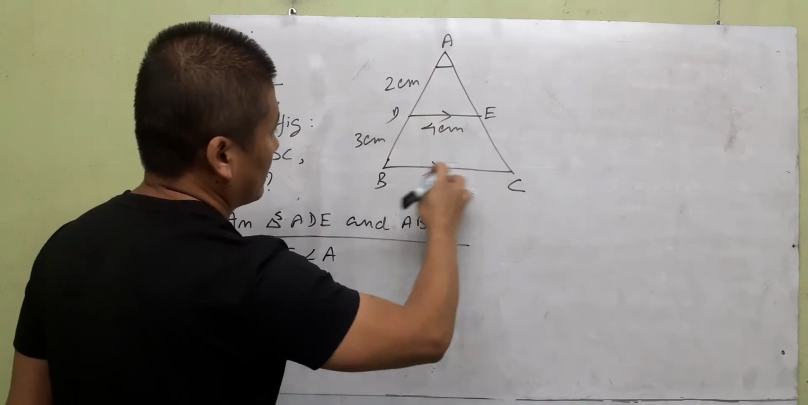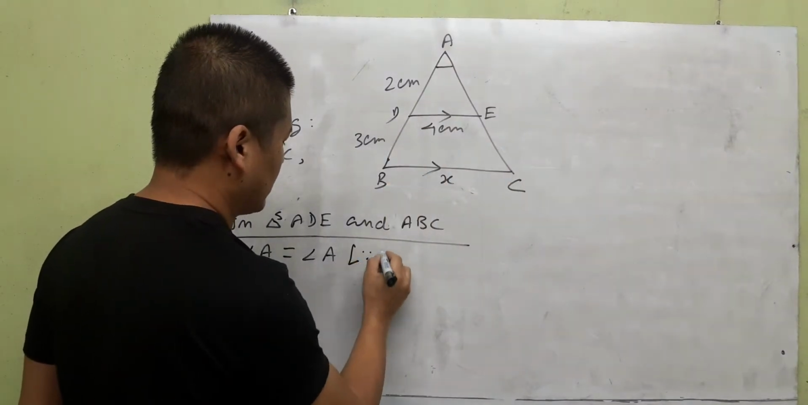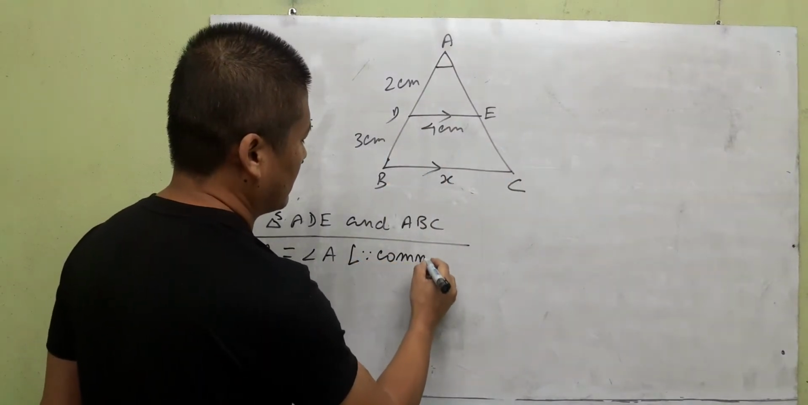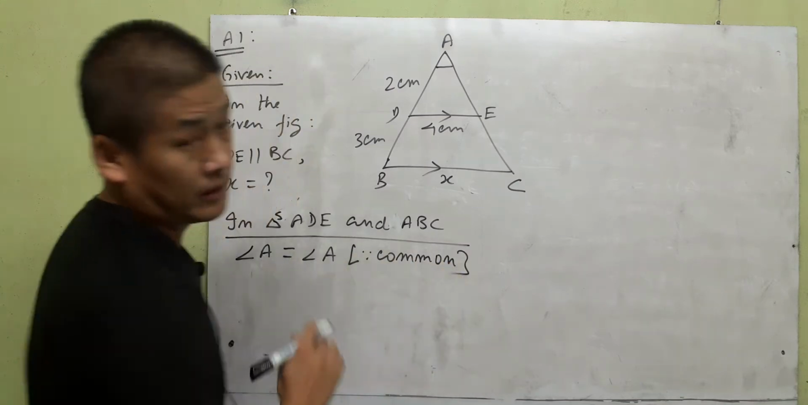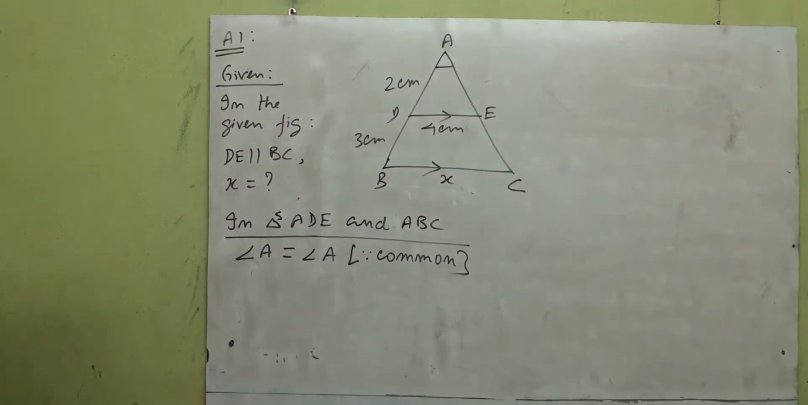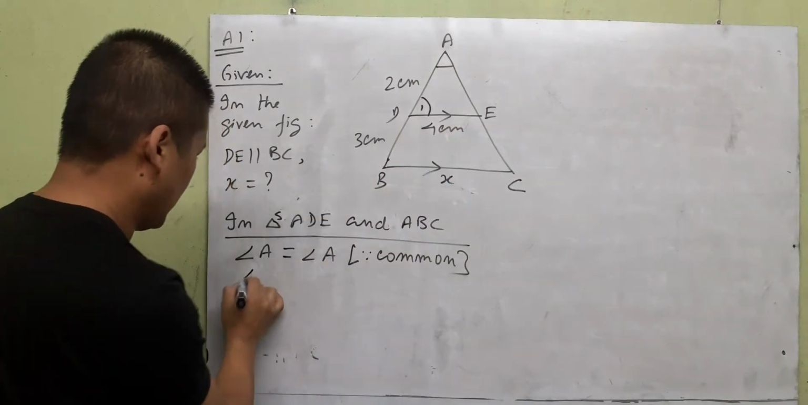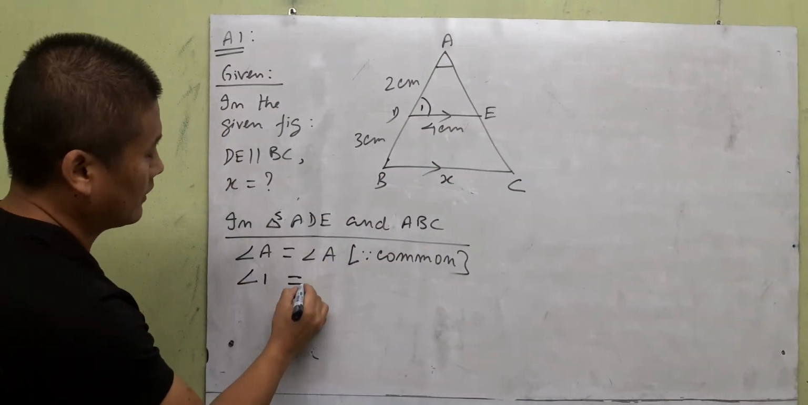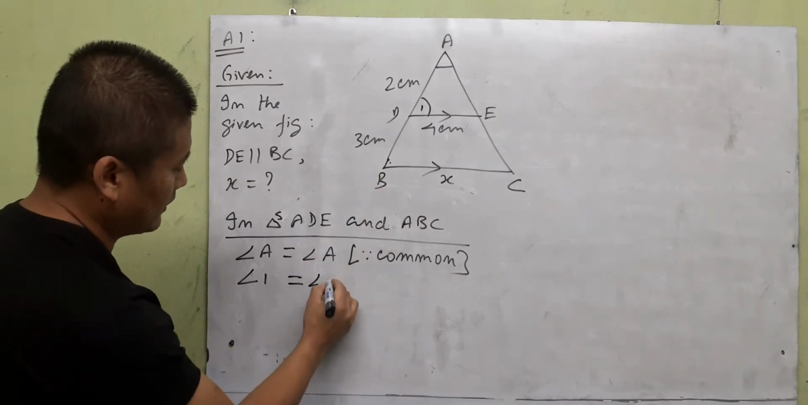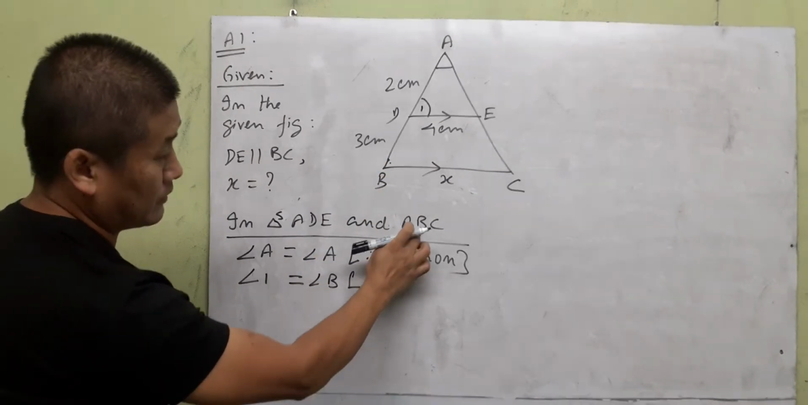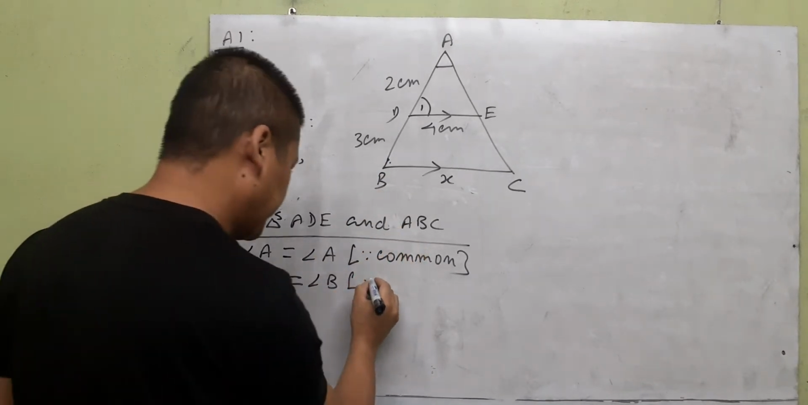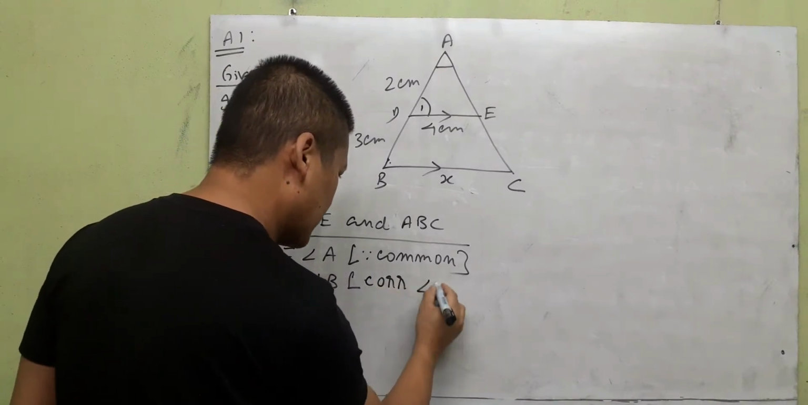the big one. Therefore, they are equal. We call that one "angle common to both", so they are equal, right? Then if I put angle 1 for this angle inside triangle ADE, angle 1 inside triangle ADE is equal to angle B in the big triangle ABC, because they are corresponding angles.